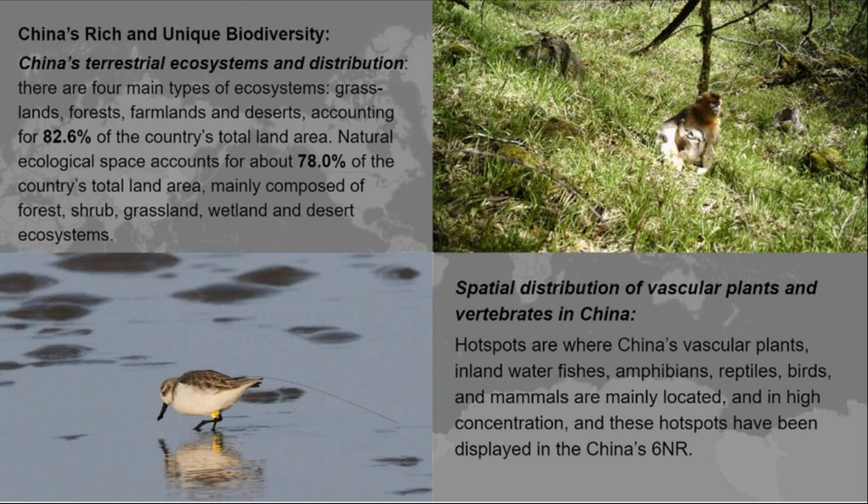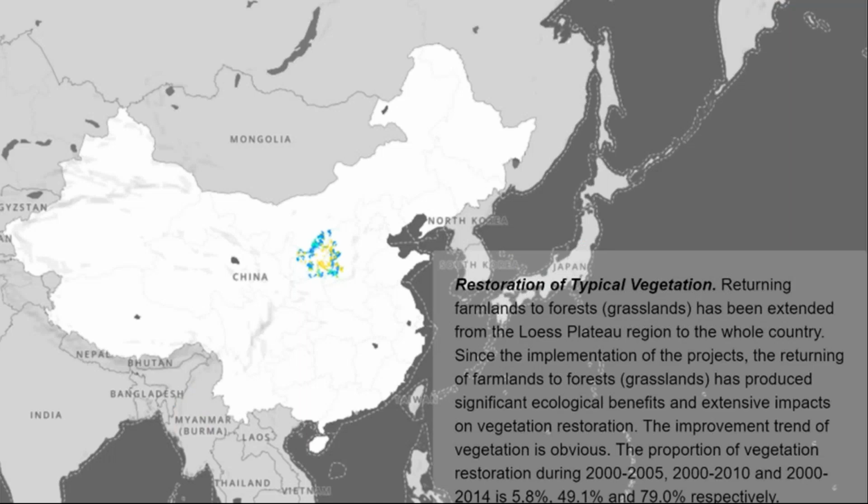In 2011, China initiated the pilot work on biodiversity monitoring. Using species presence or absence data at country level, we identified the hot spots where China's plants, fishes, amphibians, reptiles, birds, and mammals are mainly located in. Next page, please.